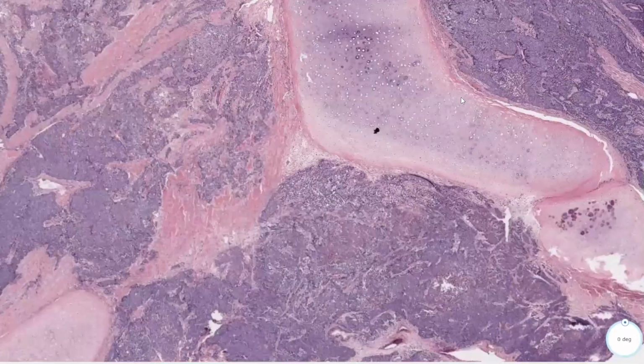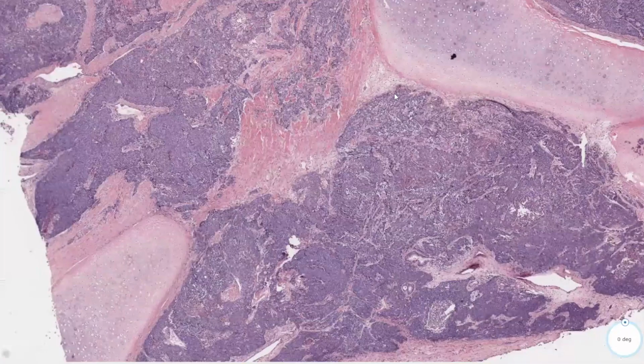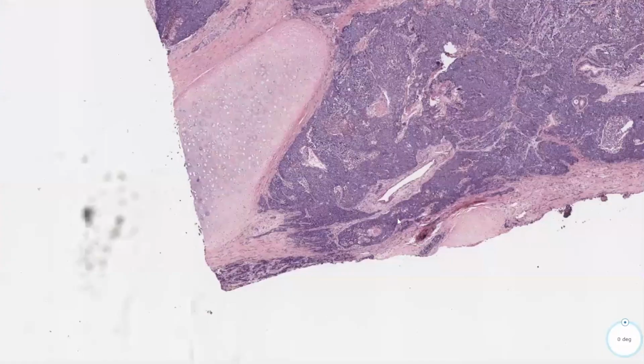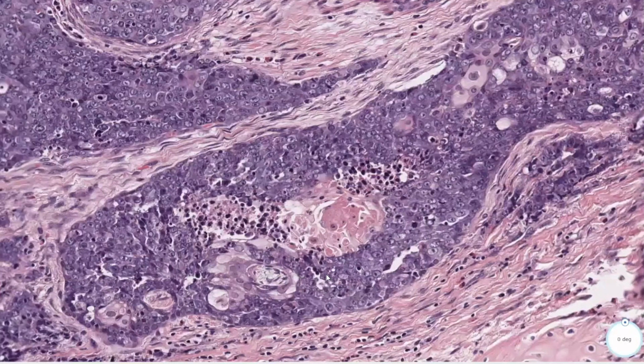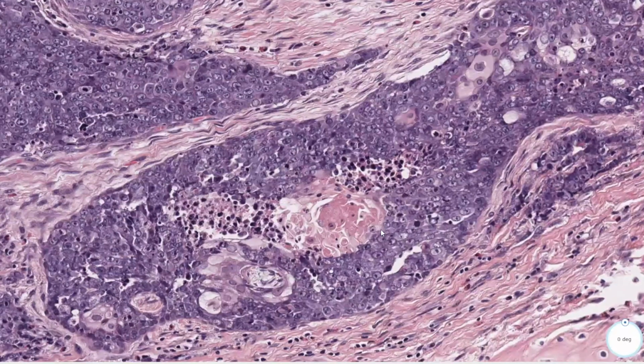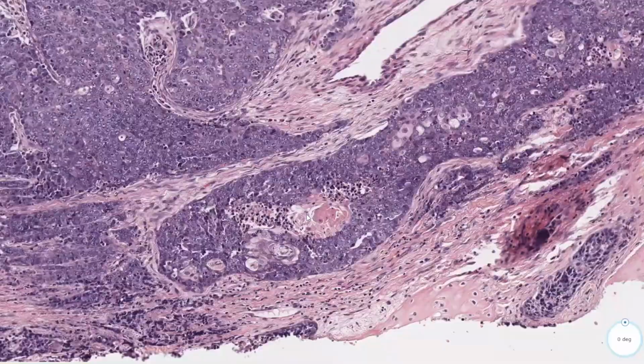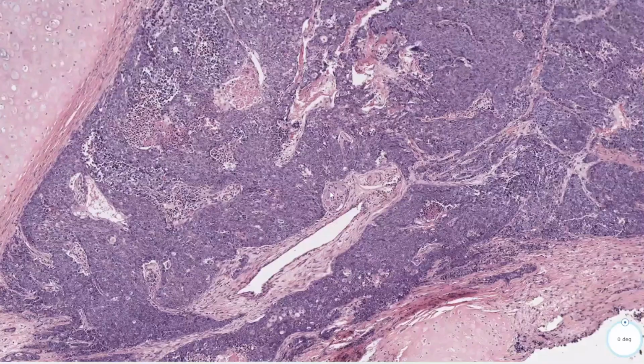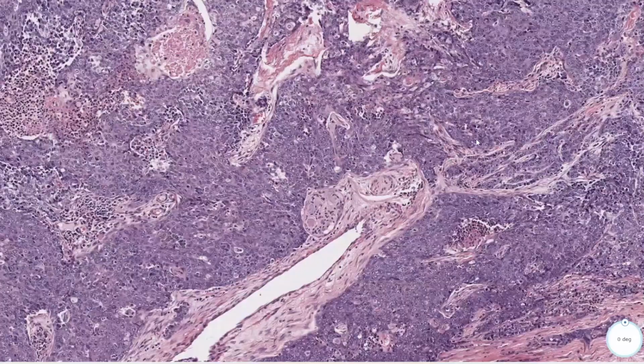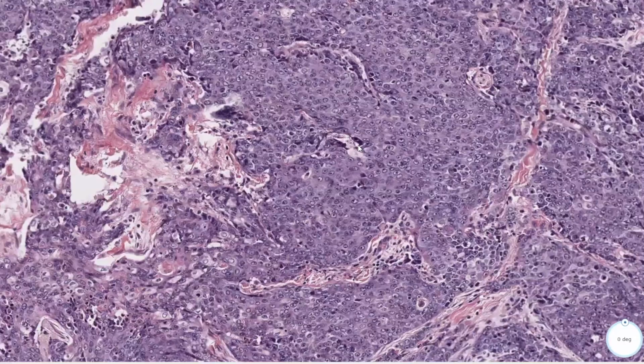But if you move down to here, sorry, just moving a little bit quickly. You do see some areas where we go from this really primitive looking cell type to where we're actually forming keratin. This is what we call abrupt keratinization, where you go from this really primitive looking cell to this cell that's forming keratin. So that's a real good clue to the diagnosis in this case. So this is actually a NUT carcinoma, and that is a characteristic feature of it.